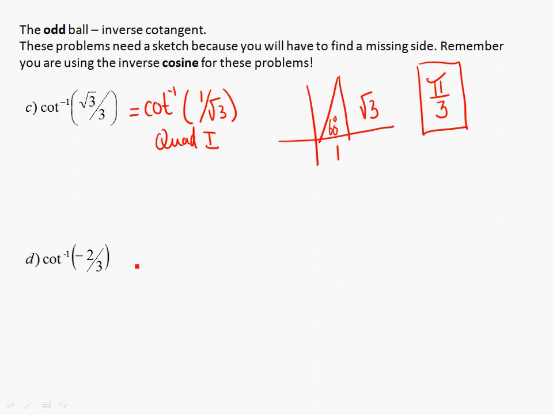How about the next one? So I don't have to rewrite it. Okay, I'm going to rewrite it from this perspective though. So the cotangent of some angle is supposed to be negative 2 over 3. So in what quadrant will I be? I'm in quadrant 2.